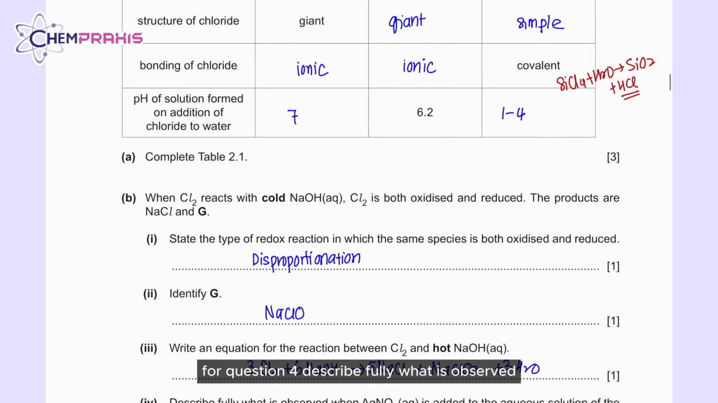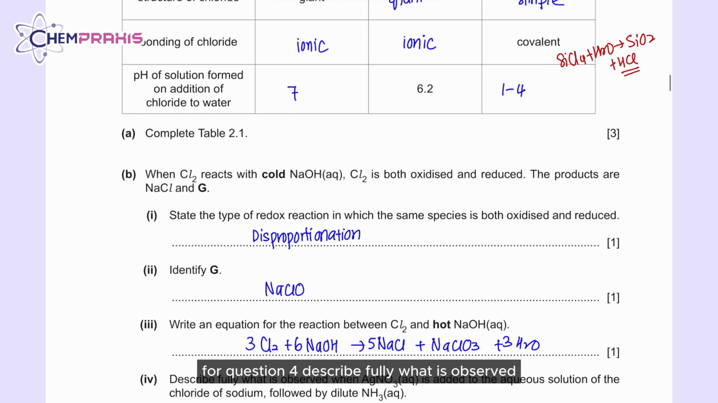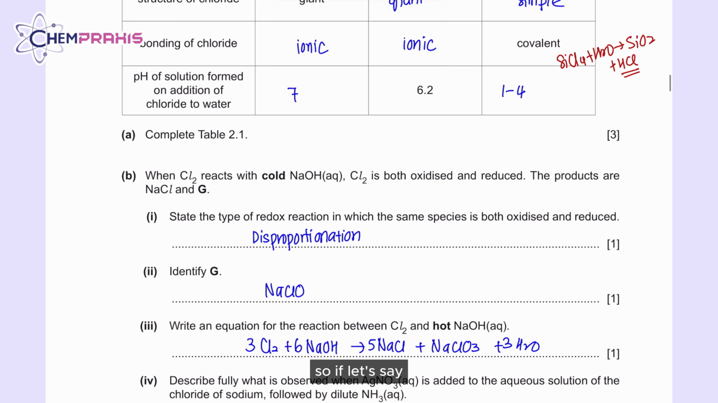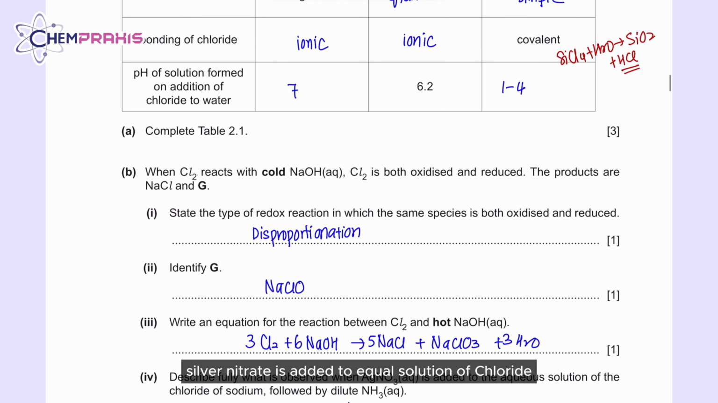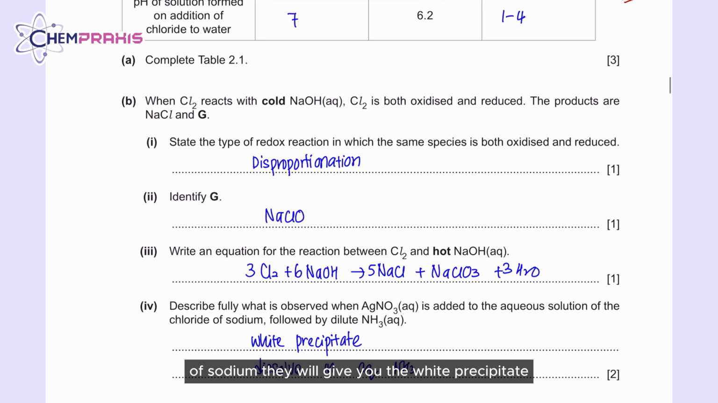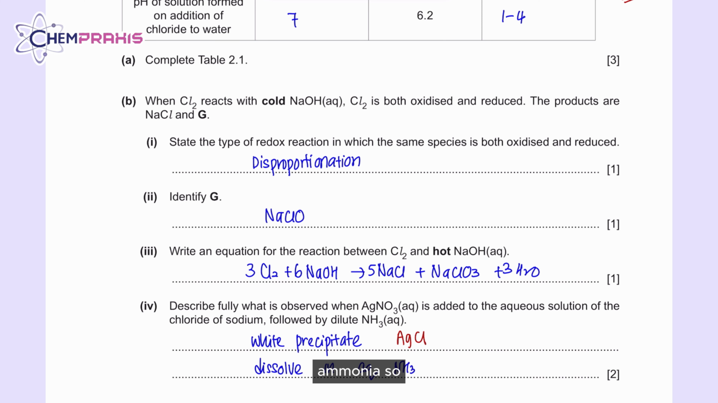For question 4, describe fully what is observed when silver nitrate is added to the aqueous solution of the chloride of sodium, followed by dilute ammonia. If silver nitrate is added to an aqueous solution of sodium chloride, it will give a white precipitate because silver chloride is formed. And silver chloride can dissolve in dilute aqueous ammonia. So you need to highlight this as well in order to get the 2 marks.